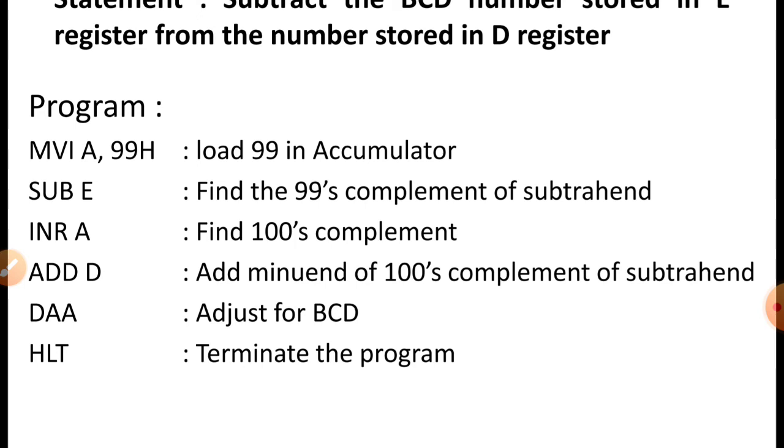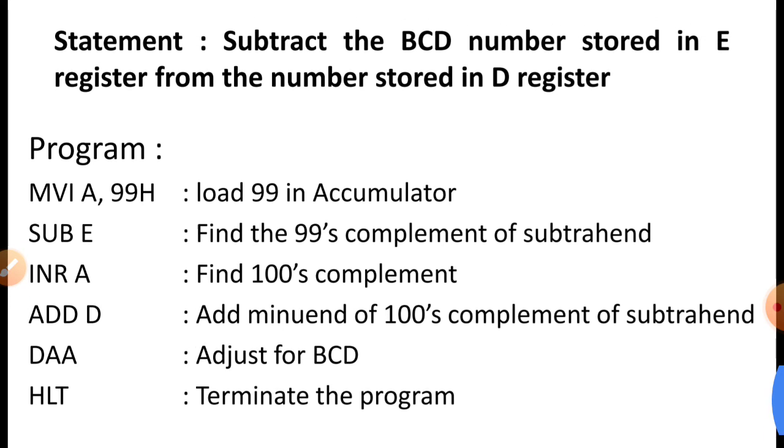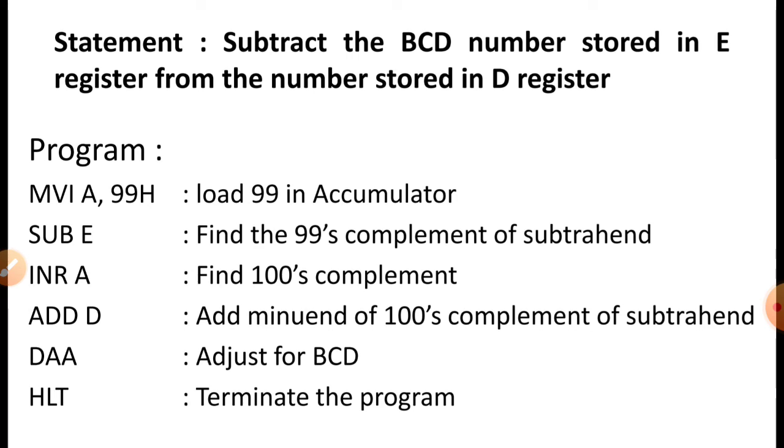First of all, since we have to take the hundreds complement, the accumulator is loaded with 99, and the number which has to be subtracted, which is available in E, is subtracted from that. Suppose the number is 55. So whenever we use SUB E, it means E has 55, and it is subtracted from 99. So it will become 44. And then we increment the content of the accumulator, so that it will become 45. This 45 is the hundreds complement of 55, which has to be subtracted from the content of register D.